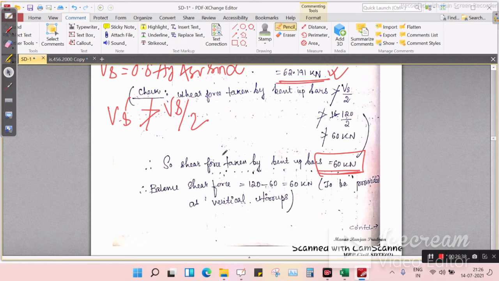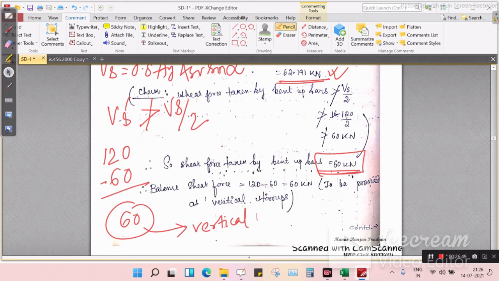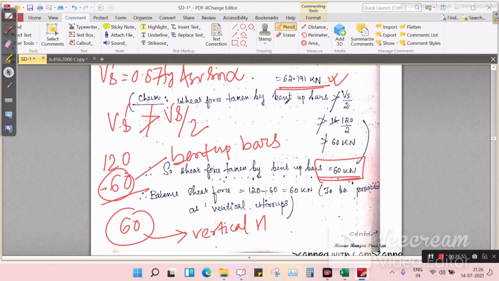So the total shear force is 120, the bent top bar is 60, so the remaining shear force is 60. This 60 will be taken up by vertical stirrups, and this 60 will be taken by bent top bars. Okay.